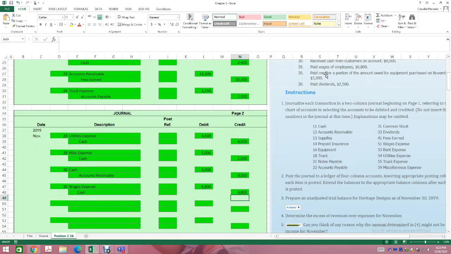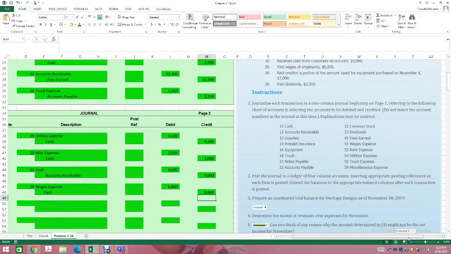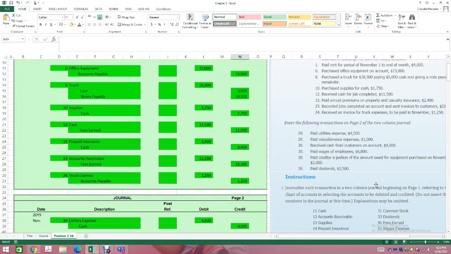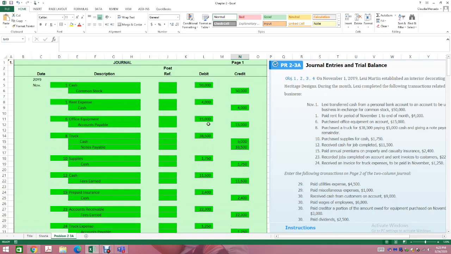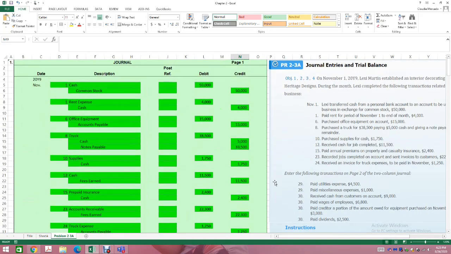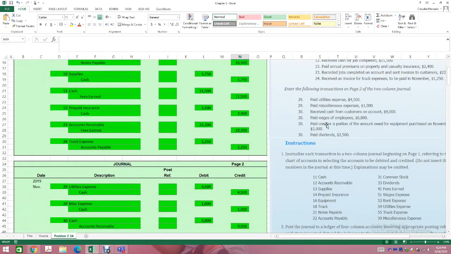The next thing we have, it says we paid our creditor a portion of the amount owed for equipment purchased on November the 6th, $3,000. So let's look at what happened on November the 6th. On November the 6th, we bought equipment for $15,000 on account. We're going to pay at a later point in time. So we owe $15,000. Now in this transaction, we are making a payment of... No, I'm sorry. We are paying, how much is it? Paid creditor, $3,000. So you're making a $3,000 payment of what you owed. So you owed $15,000 and now you're going to make a payment of $3,000.